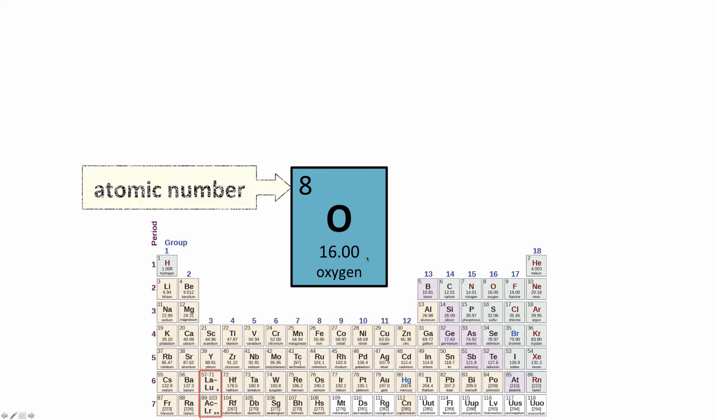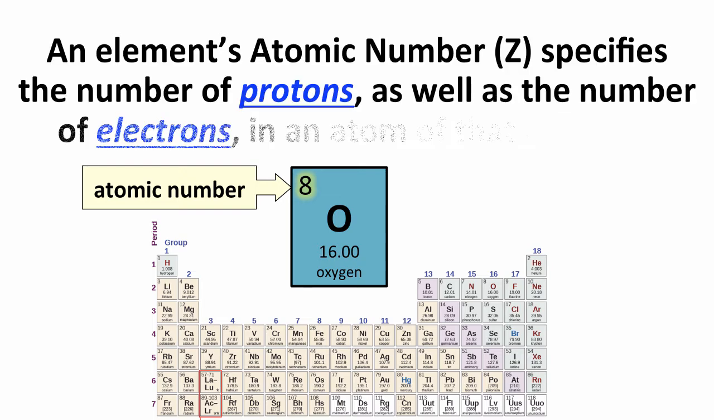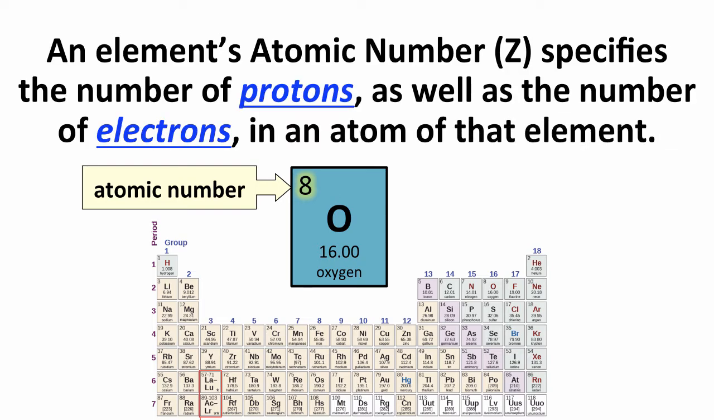below that. And the 8 is what's called the atomic number, and it specifies the number of protons and also the number of electrons in an atom of that element. The symbol we sometimes use for atomic number is Z, and so an atom of oxygen has 8 protons and 8 electrons. So atomic number tells us the number of protons and electrons.